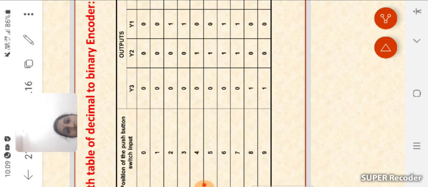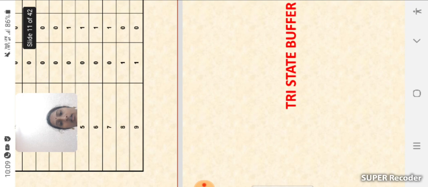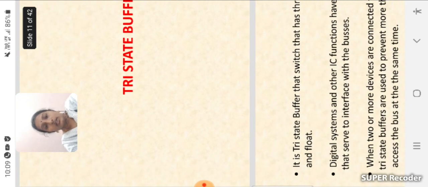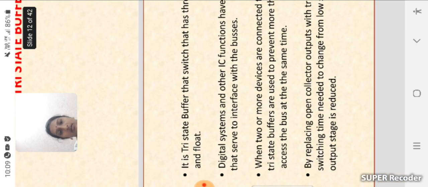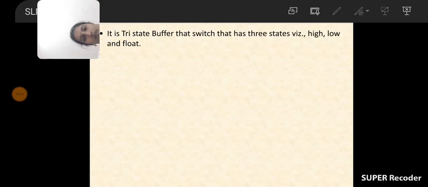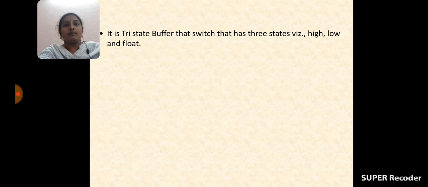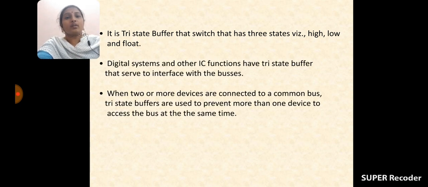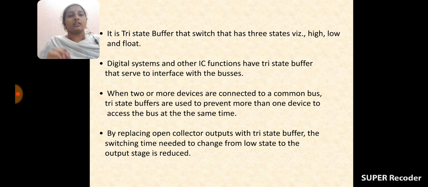Okay, and coming to the next topic: tri-state buffer. So what is our next topic? Tri-state buffer. The name itself indicates it: a buffer simply passes whatever input we connect to some circuit on to the other circuit.